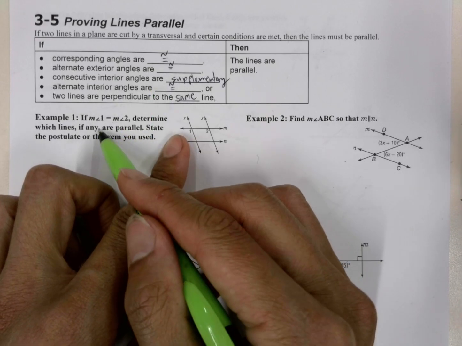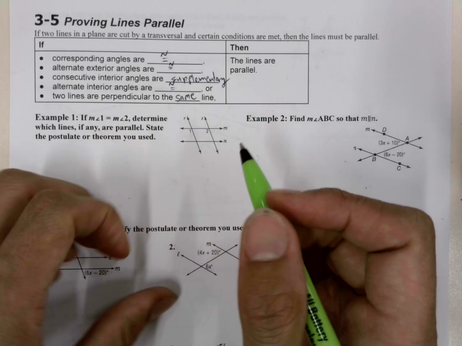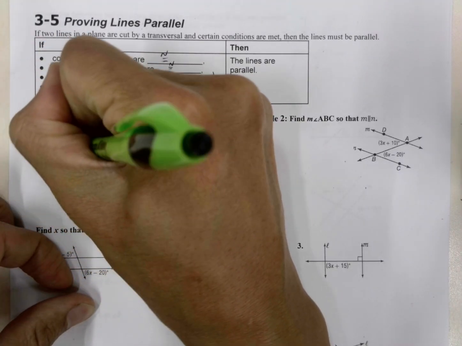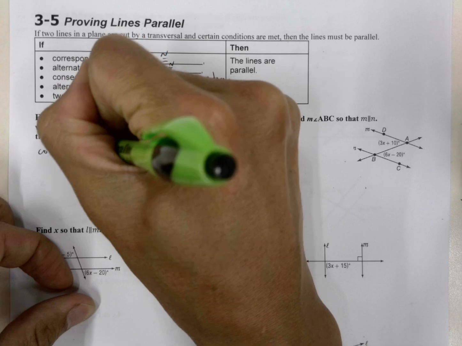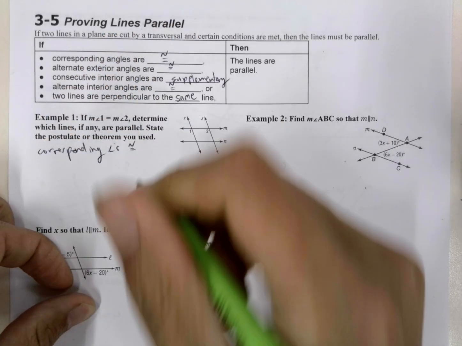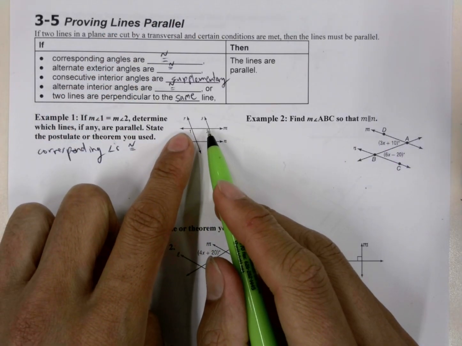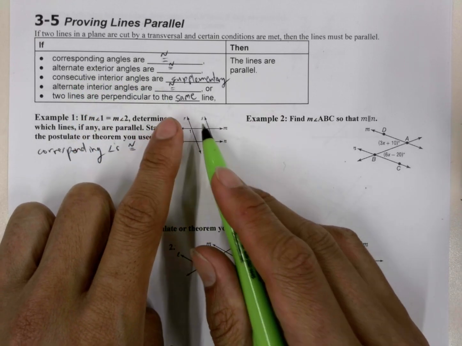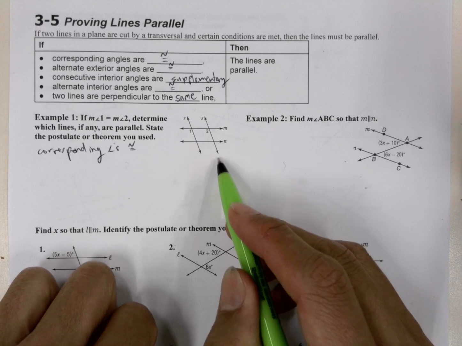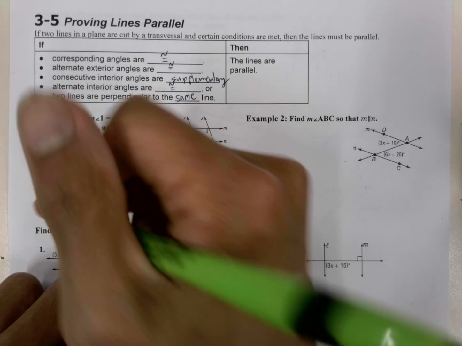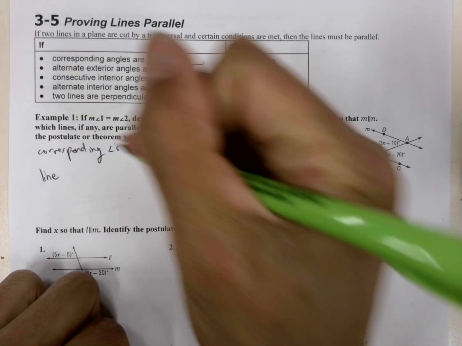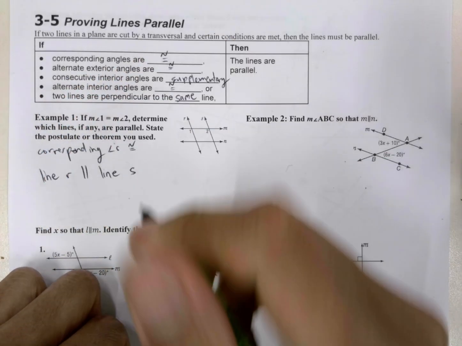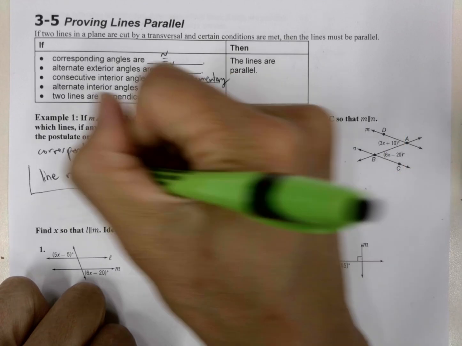And we're saying that corresponding angles are congruent, they're equal to each other. So we can say corresponding angles are congruent. And because corresponding angles are congruent, we can say that line R and line S are parallel lines. So we're going to say line R is parallel to line S, like so. And that's our answer.